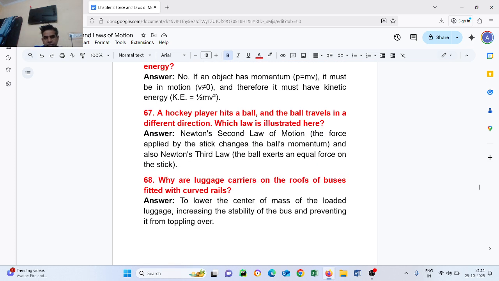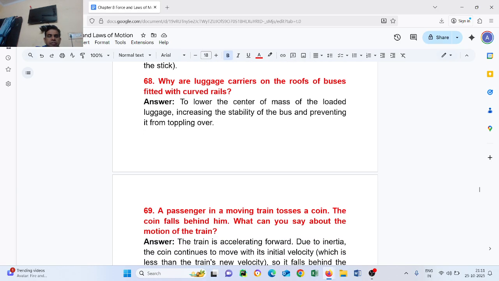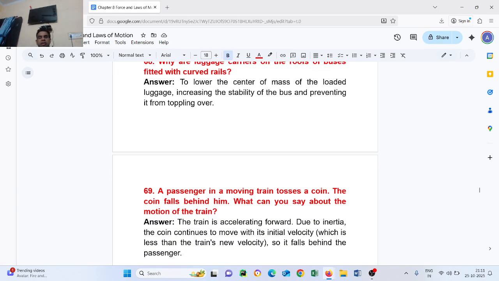Question number 68. Why are luggage carriers on the roof of buses fitted with curved rails? To lower the center of mass of the loaded luggage, increase the stability of the bus and prevent it from toppling over. Question number 69. A passenger in a moving train tosses a coin. The coin falls behind him. What can you say about the motion of the train?